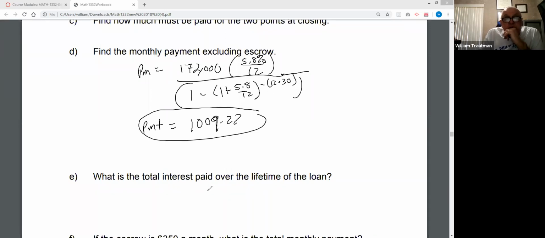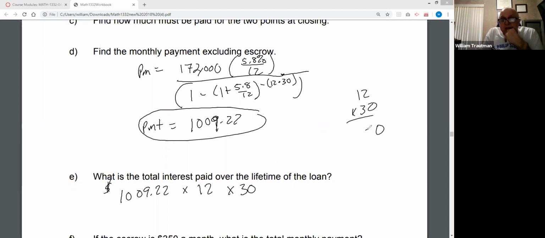What is the total interest paid over the lifetime? So once again, we're making $1,009.22. We're making that monthly payment every month, 12 months out of the year, times 30 years. 12 months times 30 years is 360 payments. On this house, you're going to make 360 monthly payments.